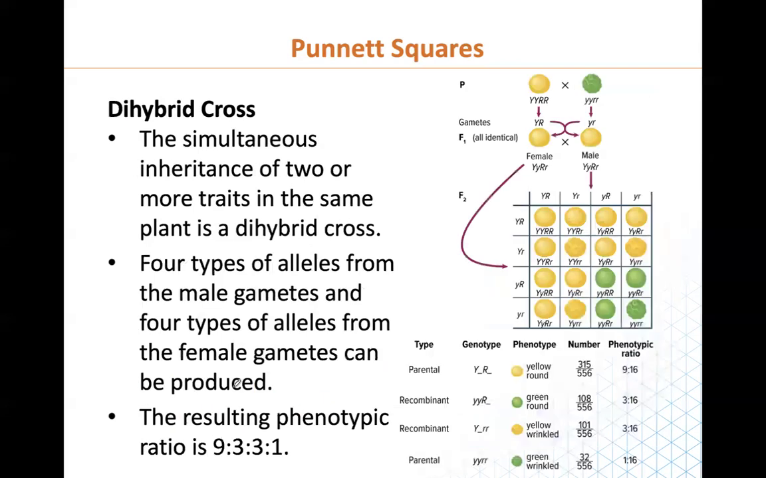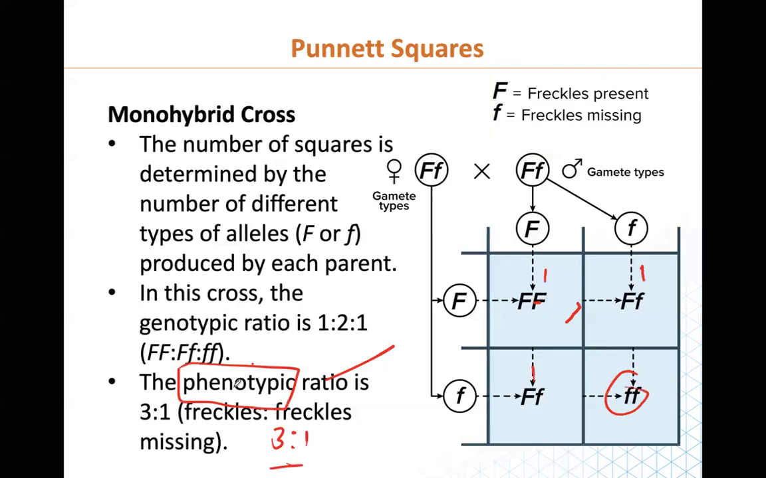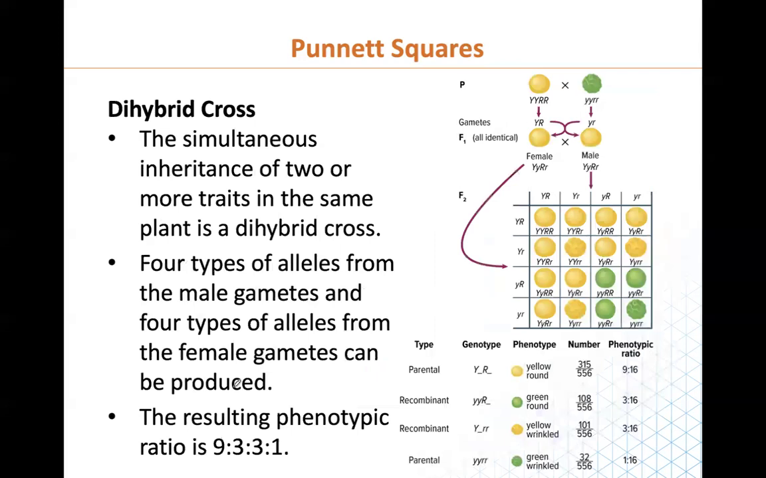All right, so now, we've been talking about monohybrid, where you're considering only one trait at a time. But sometimes we consider multiple traits at a time. Now we want to consider two traits at the same time. The dihybrid cross is the simultaneous inheritance of two or more traits in the same plant. Di means more than one. Four types of alleles form the male gamete and four types of alleles form the female gamete.